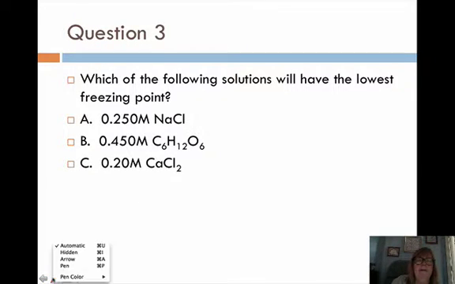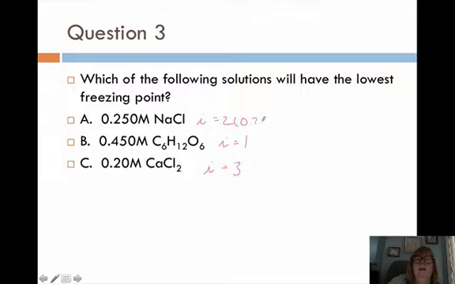And now here we've mixed it up. We have different concentrations, and we have different i factors. This is 2, this is 1, because it's molecular, and this is 3. And then the different concentrations. So 2 times 0.25 gives me 0.5. 1 times 0.45 gives me 0.45. And 3 times 0.2 gives me 0.6.